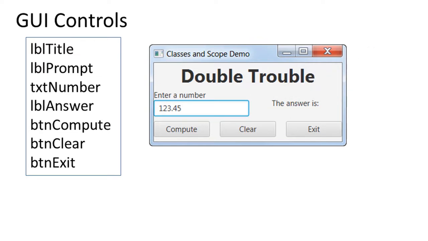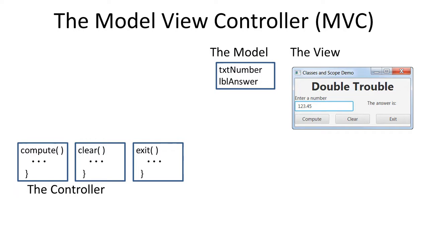I need to decide which of the GUI controls need to be accessed by one or more modules. There is a recommended way to build GUI programs. It is called the Model View Controller pattern.